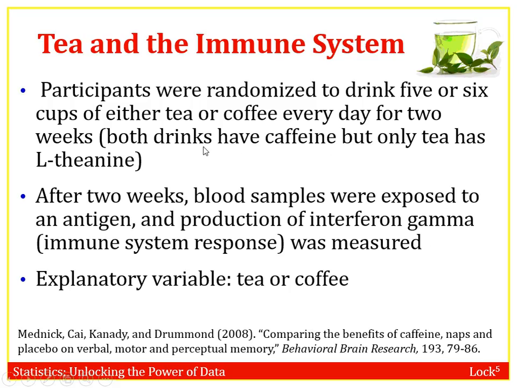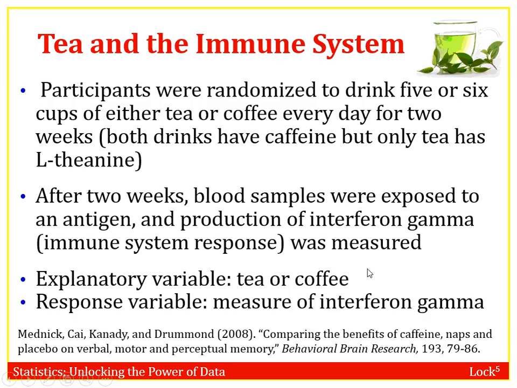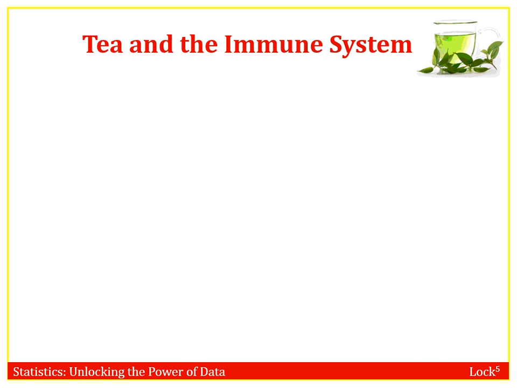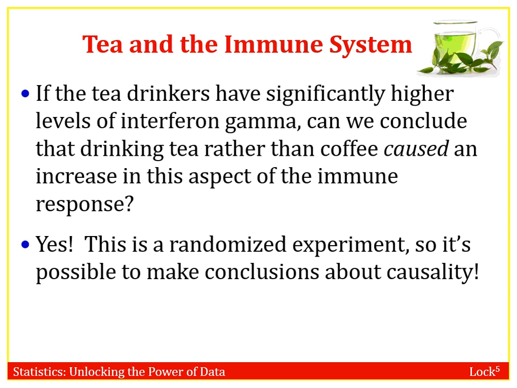In other words, we're trying to see if tea or coffee makes a difference. So that's our explanatory variable. Makes a difference in what? Well, that would be our response variable, which is how our immune system responds. So, because this is randomized and it's an experiment, we can actually say one thing causes the other. So we can show causality with this.